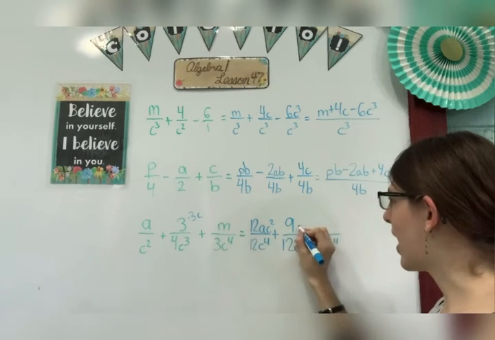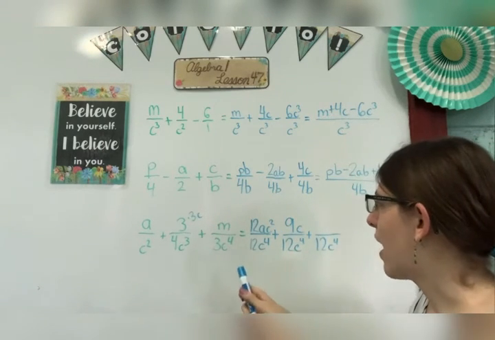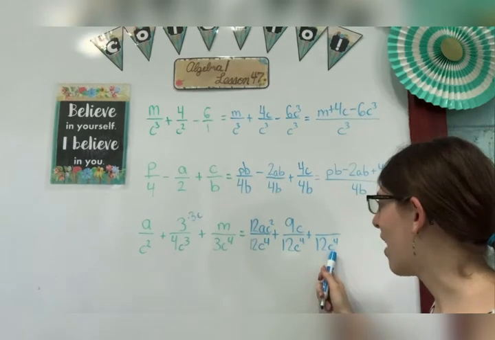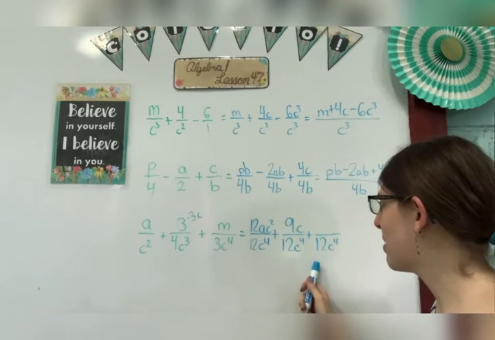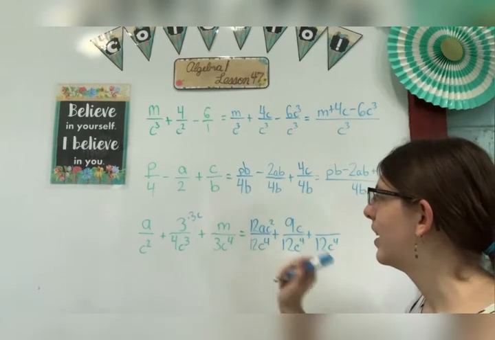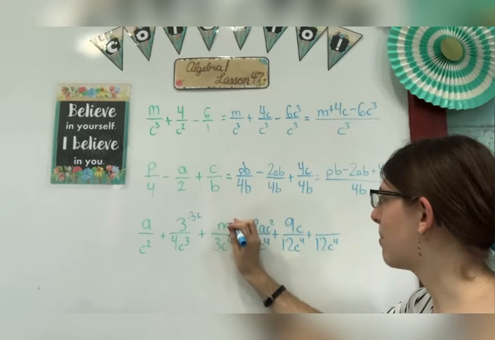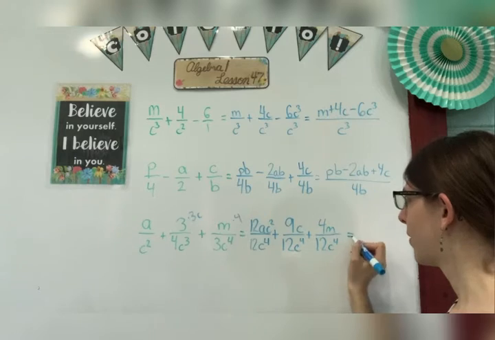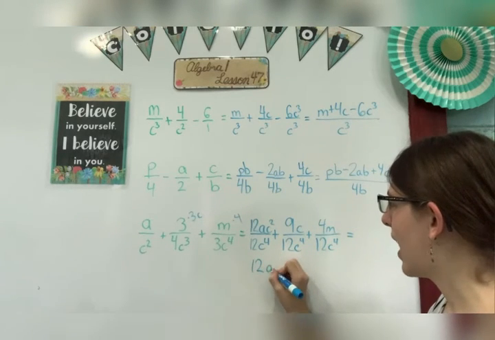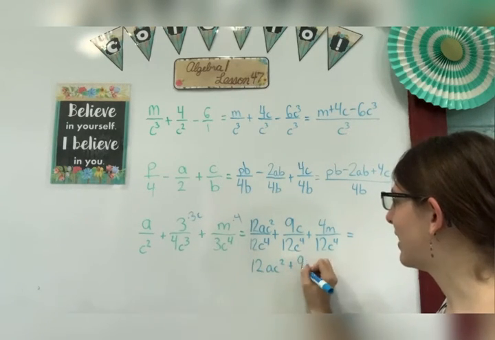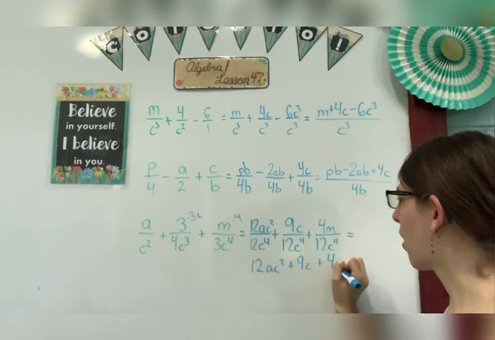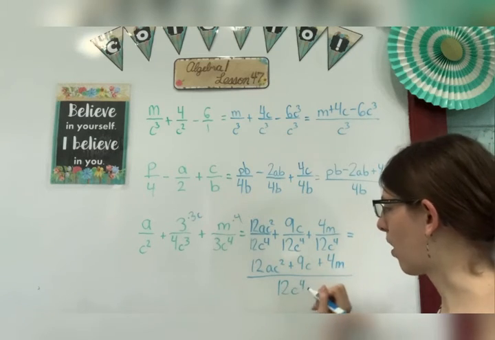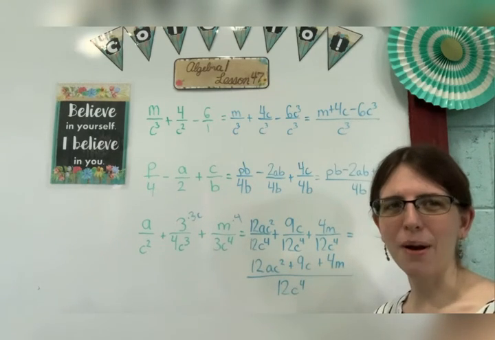That gives me 9c. Now for this particular fraction, 3c to the fourth, I already have a c to the fourth, so what did I multiply the 3 by? I multiplied by 4 to get to 12. So I'm going to multiply my m by 4 to give me 4m. So I would write that out as 12ac squared plus 9c plus 4m over 12c to the fourth. Okay, go ahead and pause now and do your practice.